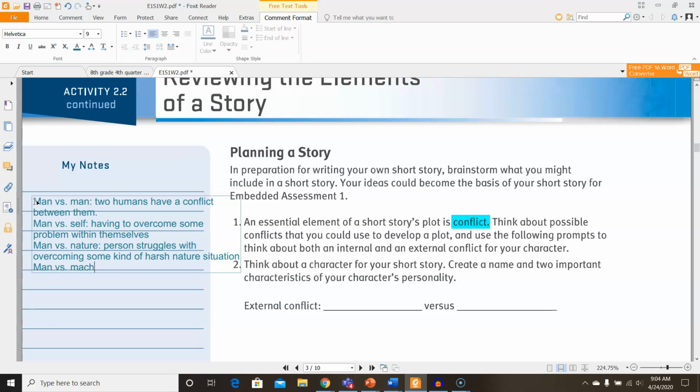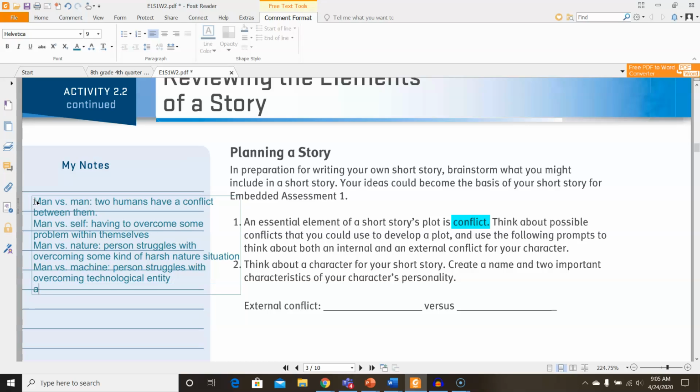There's man versus machine, which is where a person struggles with overcoming some kind of technological entity. Sometimes it's like a robot revolution, or sometimes somebody fighting against some kind of AI or spy. This is usually for futuristic kinds of things.